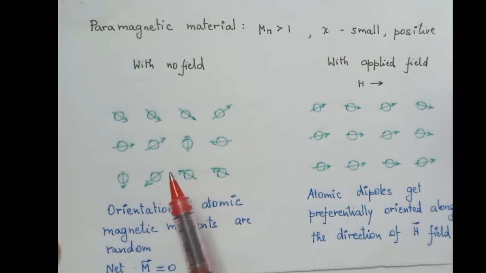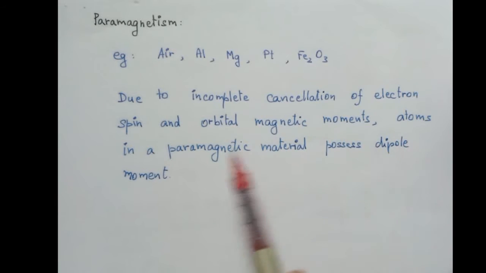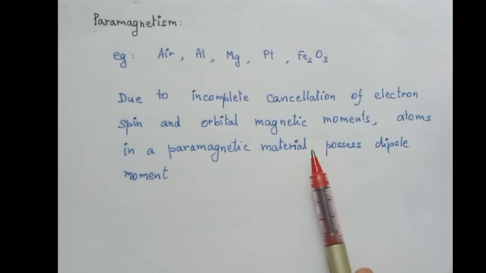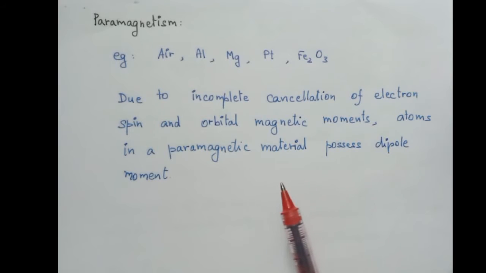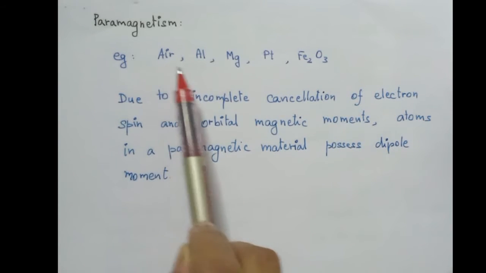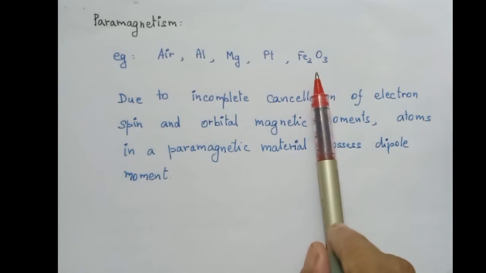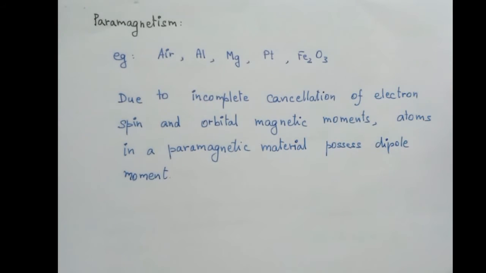Hence, this is also a non-permanent form of magnetization. Due to the incomplete cancellation of electron spin and orbital moments, there is a dipole moment associated with each atom, but they are randomly oriented. Some of the examples of paramagnetic material are air, aluminium, magnesium, platinum and Fe2O3.